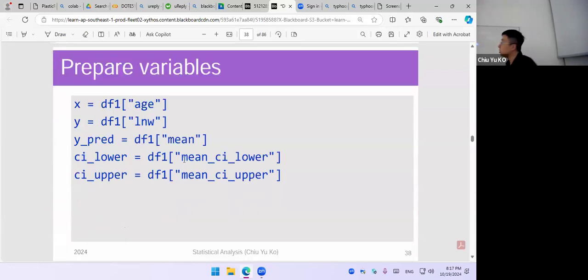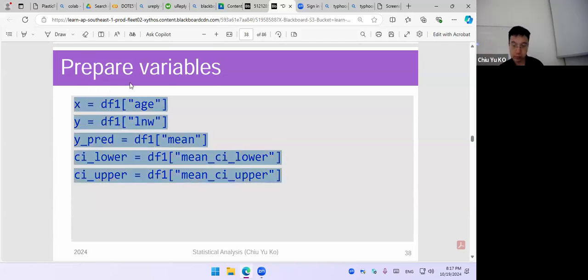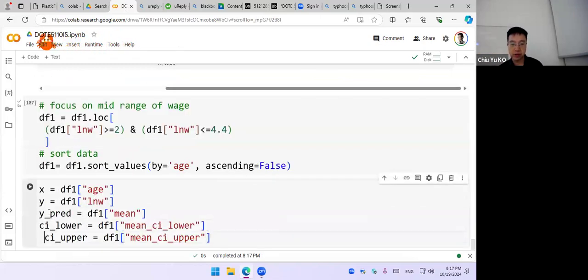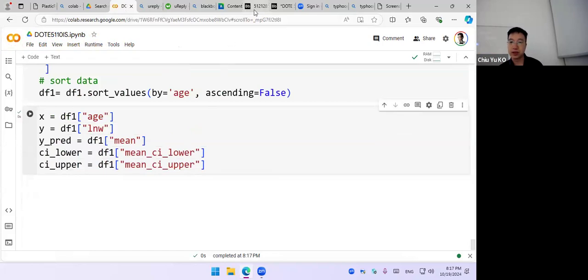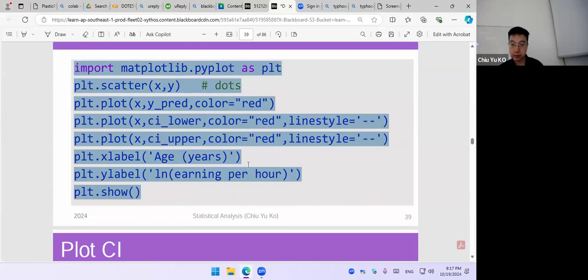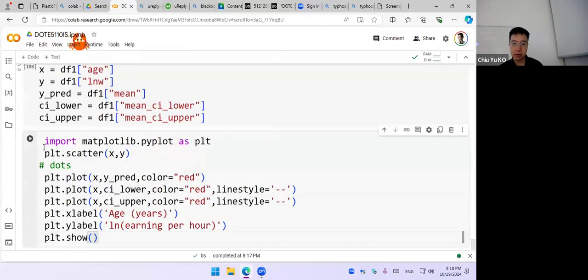Because I want to draw X as age, Y as wage increment. And this is y, and y predict is the one predicted from the data, the mean, and ci lower and upper will be the interval we are guessing. So that would be the model. Once we have that, then we do the same plotting function, then we're done. So once we do that, I'm done.